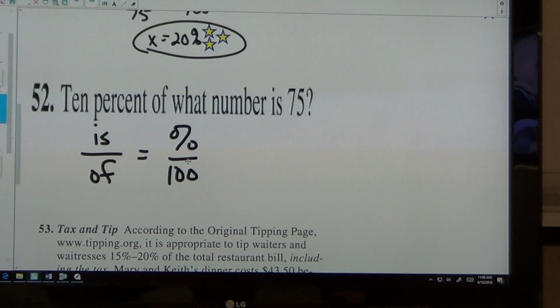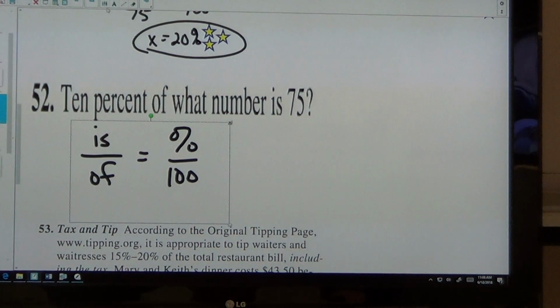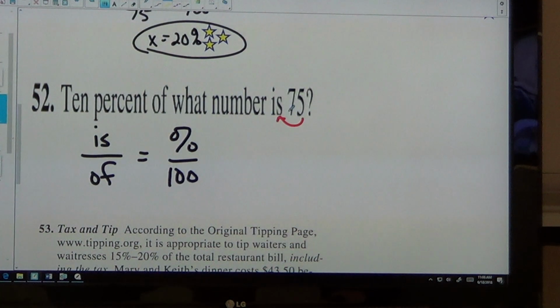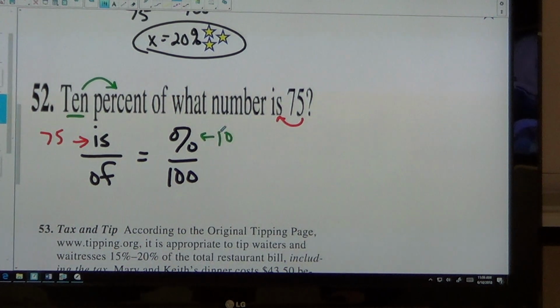Personally, I start with numbers that are at the beginning or the end. So I'm going to start with the 75. 75 is next to the word is. Now, at first glance, you're going, there ain't no other numbers. But there is. 10 is your other number. 10 is next to the word percent. And I have a lot of people say, they skip over to the word of. And I'm like, what's right next to it? Right next to it is the percent, so 10%. So it's 10% of what is 75?